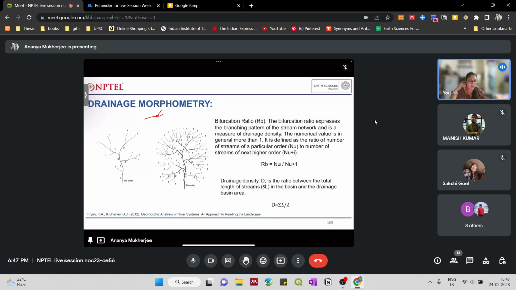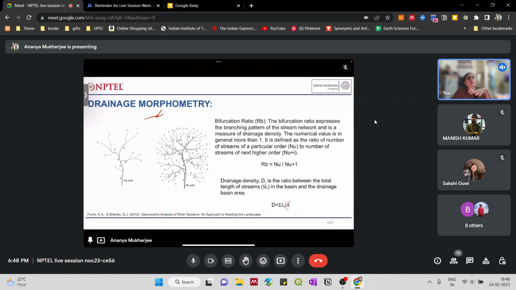Drainage density is the ratio between the total length of streams in the basin and the drainage basin area. Suppose you have seven or eight stream orders. If you calculate the length of the streams of every order, the total will be higher if the drainage basin has more different orders of streams, and the area is, say, constant for one particular area.